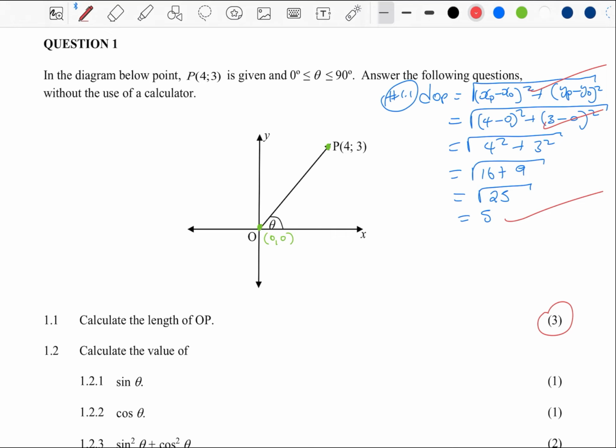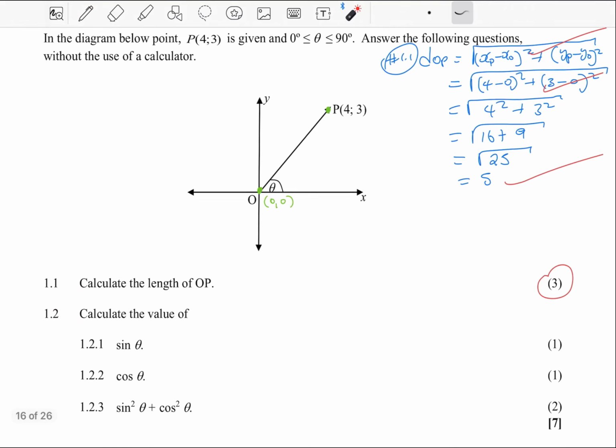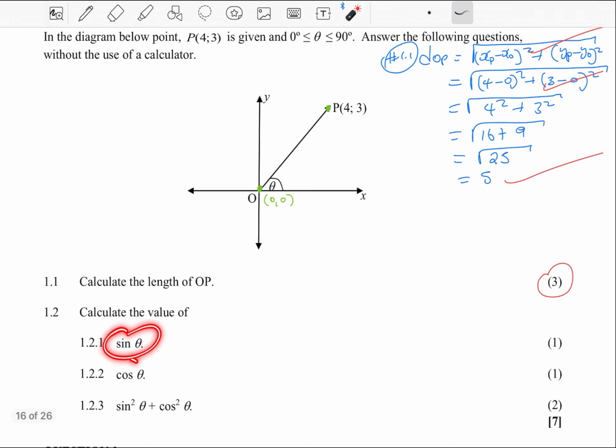Now let's go to some trigonometry. Excited about it. So calculate the value of sine theta, cos theta, and sine squared theta plus cos squared theta. If you know how to do it, please pause this video and do it. Otherwise let's go, let's do it together, right?